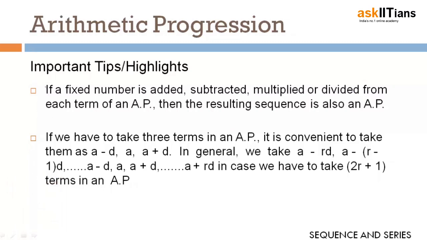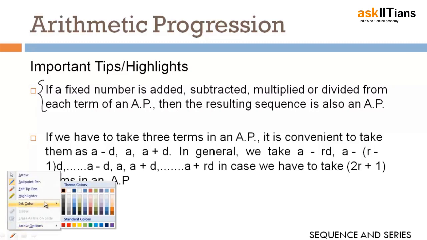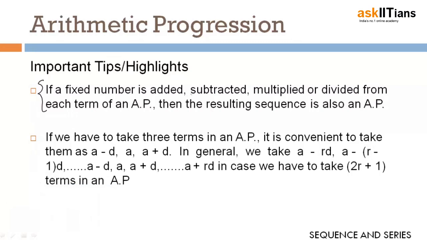If I talk about the first property, it says that if a fixed number is added to, subtracted from, multiplied with or divided from each term of an AP, then the resulting sequence is also an AP. Let me interpret it mathematically. Suppose an AP is given like this. If you add a number to each term, suppose D, or take any number for understanding, say 2, it will become 3, 5, 7. Again you can see that this is an AP.